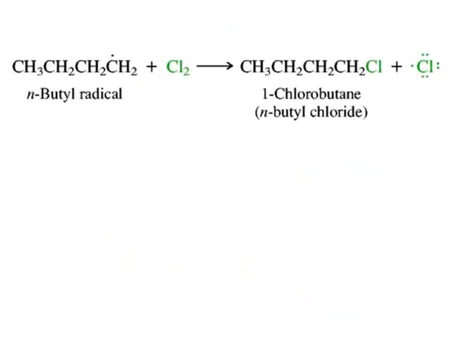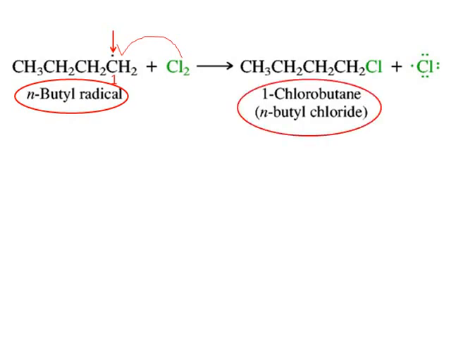So here N-butyl radical will combine with the chlorine molecule to produce 1-chlorobutane. This is N-butyl radical having one unpaired electron at the carbon 1, which will react with the chlorine free radical produced from chlorine, and it will give 1-chlorobutane, where chlorine is added to carbon 1 and chlorine free radical is generated.